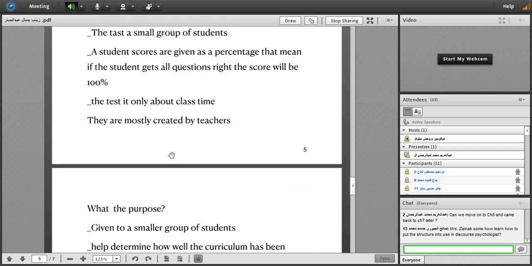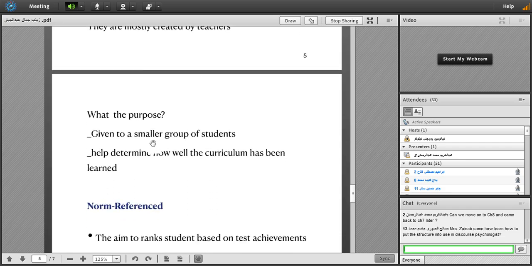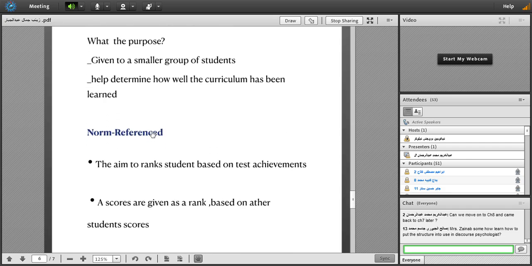Also, it is created by the teacher. The creation of this test is dependent on the teacher. And what is the purpose? The purpose is, given to a smaller group of students, as I said before, to help the student determine how the chemical has been learned, how the methods have been learned. That's what it means. Another one is norm-referenced, which is the opposite of criterion-referenced.